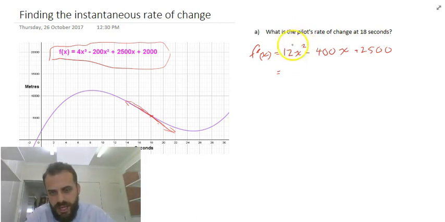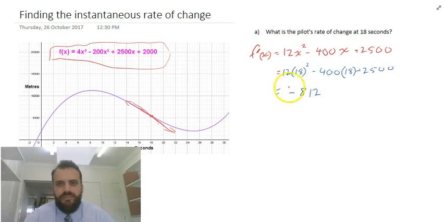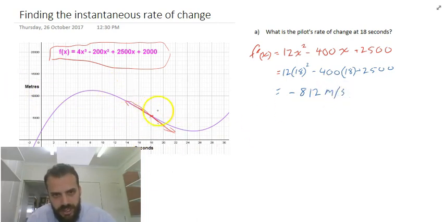If I sub in 18 for x, I'll get an answer of negative 812. Negative 812 what? It's a rate: meters per second. Now it's going to be negative because he's going downwards at the 18-second mark, and he's going downwards pretty fast, negative 812 meters per second.